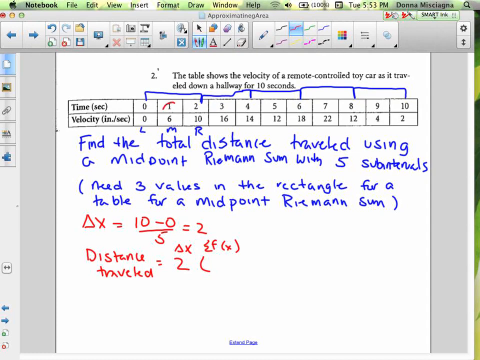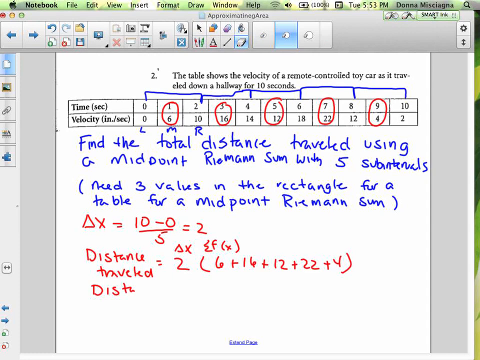So I'm going to circle them. There's the middle, and there's the middle. So there's the first middle, second middle, third middle. That second bar is the worst looking rectangle I've ever seen. Fourth middle and fifth middle, right? So those are our 5 values. Right, so we have 6 plus 16 plus 12 plus 22 plus 4. Right, and so that would be the distance traveled.